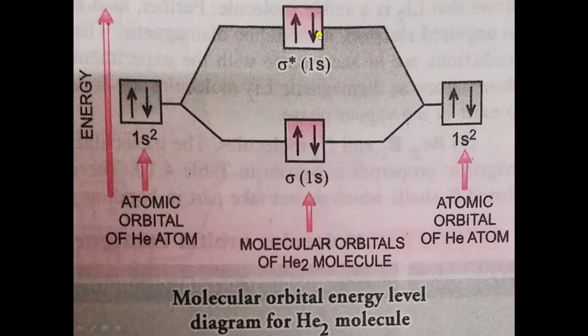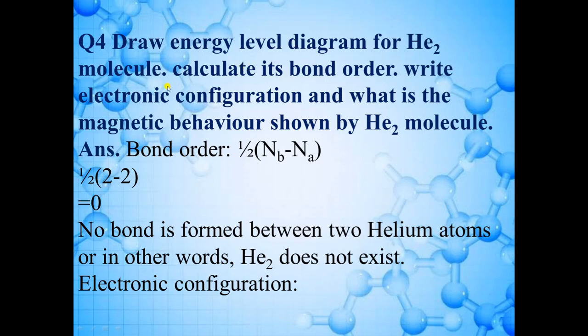Now you have to calculate bond order. So 1 by 2, number of bonding electrons which is equal to 2 and number of anti-bonding electrons which is equal to 2. So you will put the values. So here 1 by 2, 2 minus 2, it is equal to 0. Now as you can see, no bond is formed between 2 helium atoms, or in other words we can say that helium-2 does not exist because bond order is 0. If bond order is 0, that means no bond is present between the atoms. That is why helium-2 is not stable, it is not possible.